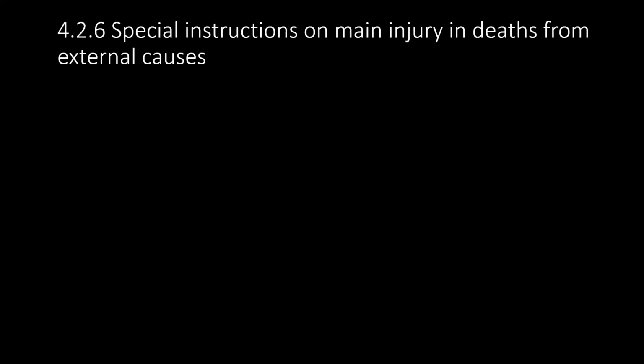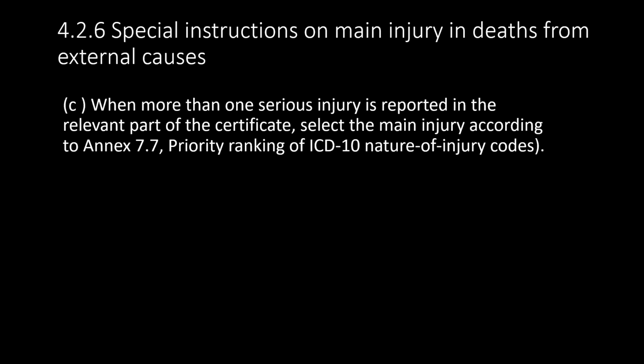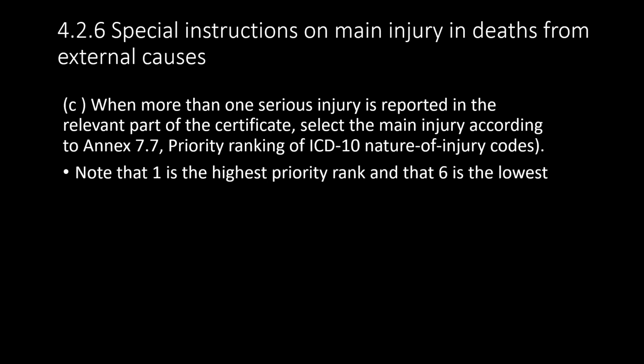This is special instruction C under section 4.2.6 on the main injury in deaths from external causes. When more than one serious injury is reported in the relevant part of the certificate, select the main injury according to Annex 7.7 priority ranking of ICD-10 nature of injury codes. Note that 1 is the highest priority rank and that 6 is lowest.